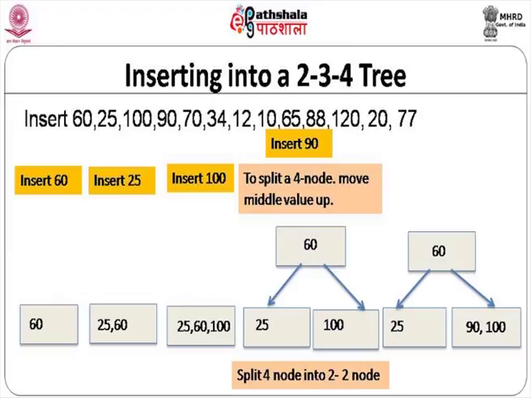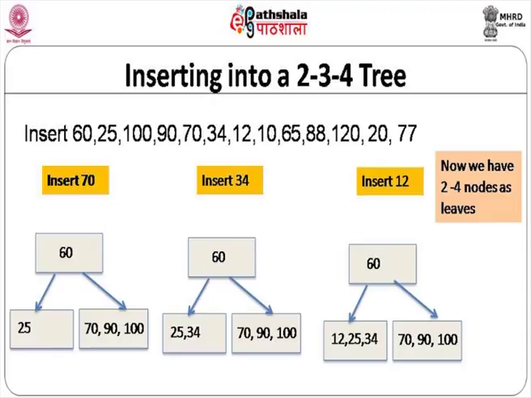Now, you insert 90. When you insert 90, nothing happens, you have 2 nodes and 1 3 node. Next, I want to insert 70. I insert it, I get 70, 90, 100, fine, it is a 3 value 4 node, I leave it as it is. Next, I insert 34. 34 does not cause any violation because it is going to the other side. So, the 2 node becomes a 3 node with 2 values.